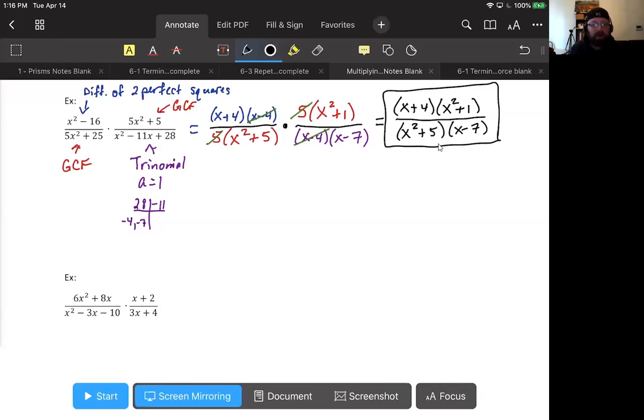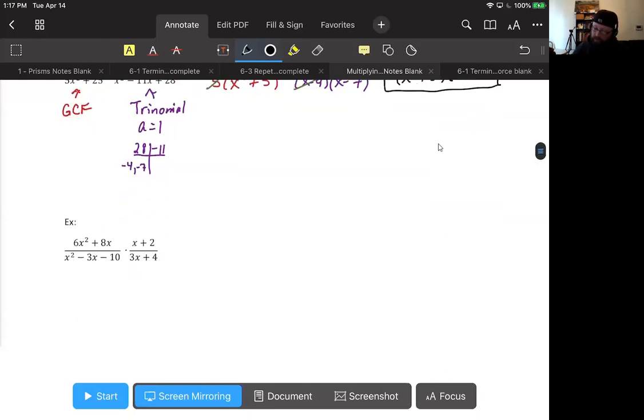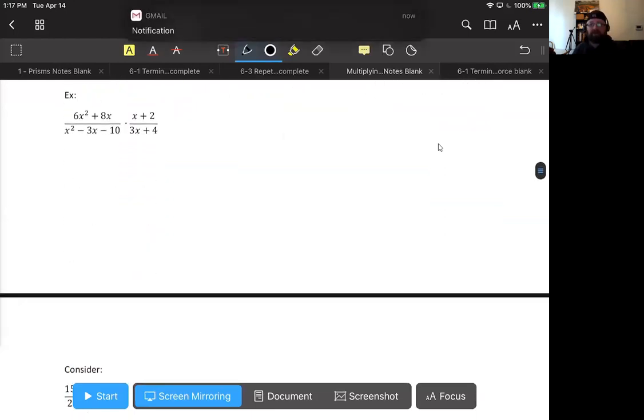Okay, so from there, we factored everything out. We canceled what we can, and we write what's left. Pretty much how that works, whatever's left over. So moving on to the next example, same exact approach.